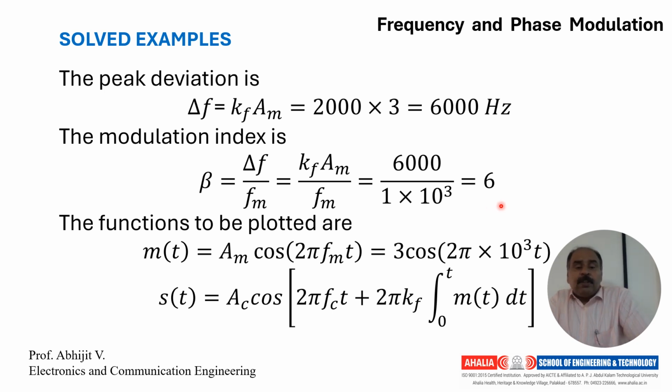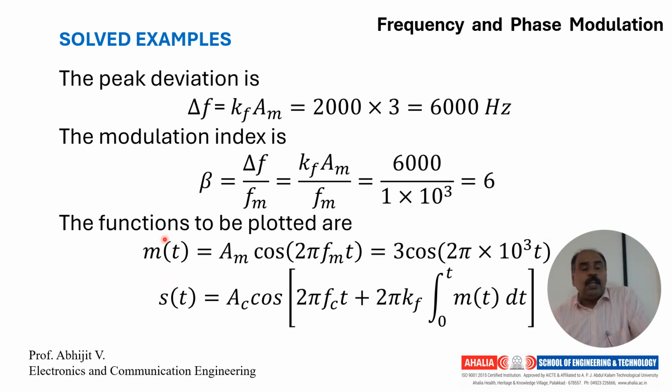The next part of our question, we were asked to plot the sinusoidal functions. The first one is the message signal. So we have Am cos 2 pi Fm t, we have determined Fm here. So this is equal to 3 cos 2 pi into 10 raised to 3 t, as Am is given to be 3.